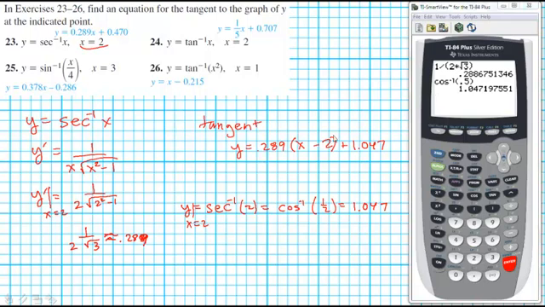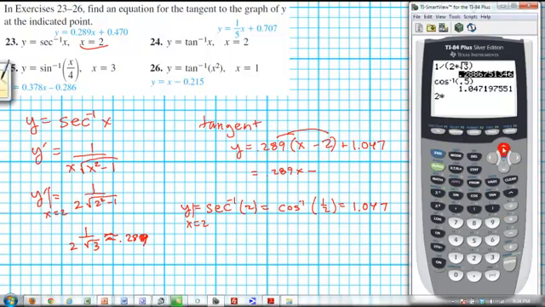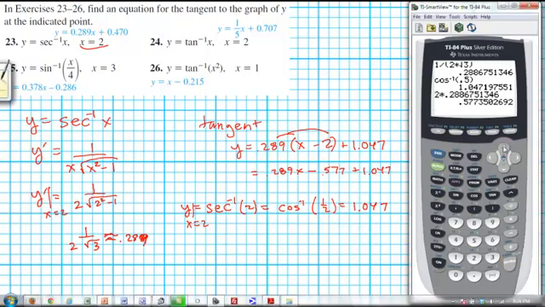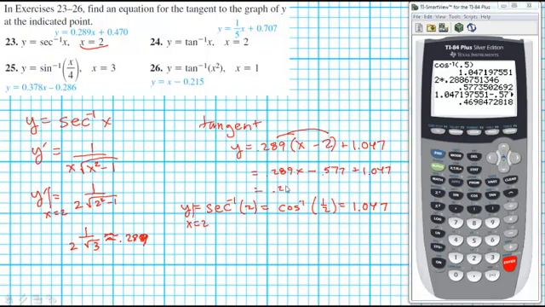If we were to distribute this through, we would get 2.89x minus 2 times, and let me just go up there and get that value, 0.577, and then if we add that to 1.047, so let's take 1.047 and subtract off the 5.77, we end up getting, for our final answer, 2.89x plus 0.470. And you can see that that's that answer. Okay, so there's number 23.